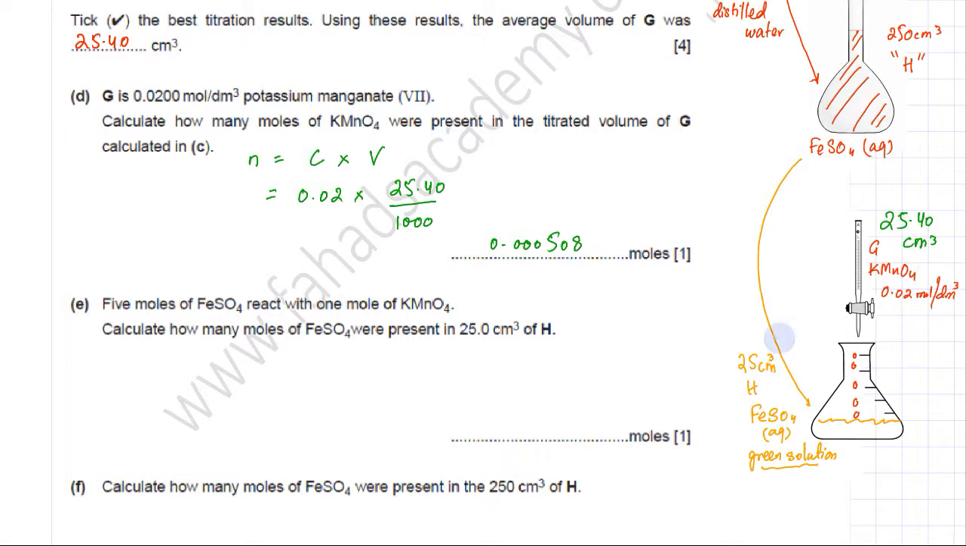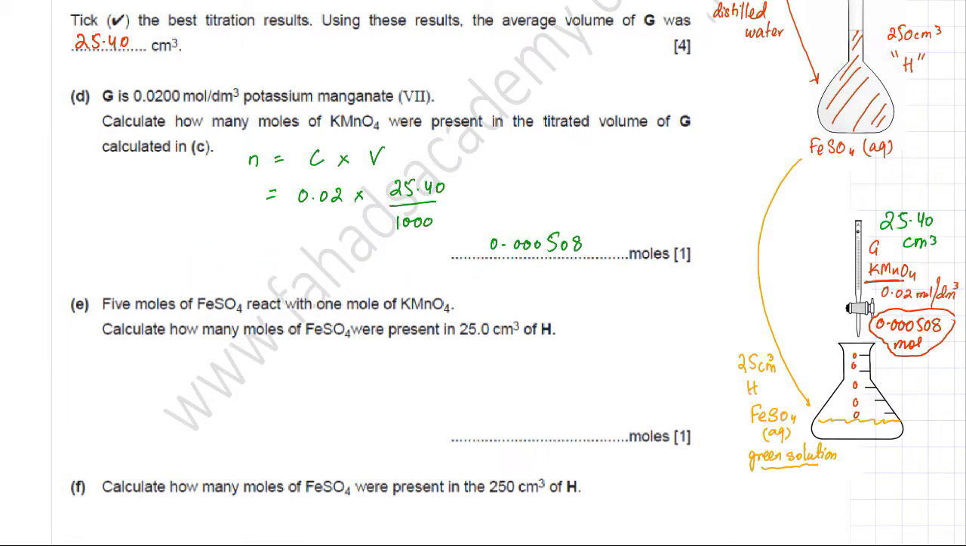I'm going to write these moles of KMnO4 over here in the sketch as well. So the amount of moles that are being added are 0.000508 moles. Let's circle it. That's the quantity of KMnO4 that's being added into the flask over here.